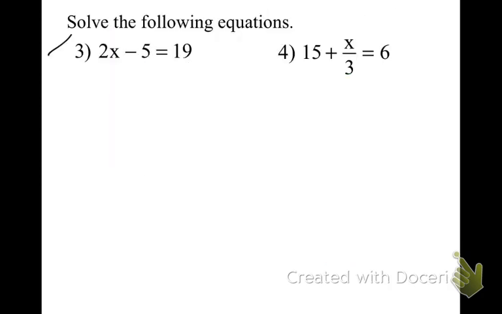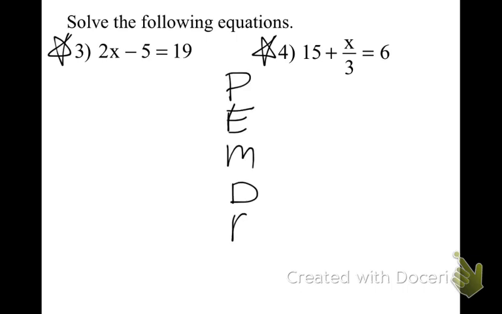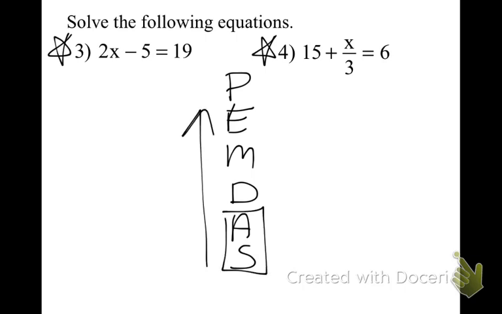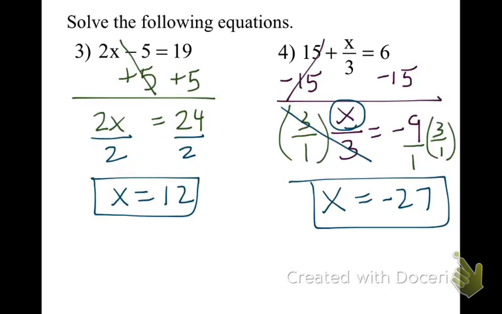Now, on your own, go and solve number 3 and number 4. Remember, we are doing PEMDAS backwards. So you're looking for your addition and subtraction first, that's what you're doing, then multiplication and division. So if you're working these at home, for number 2 you should have gotten 12, and for number 3 you should have gotten 12, and for number 4 you should have gotten negative 27.